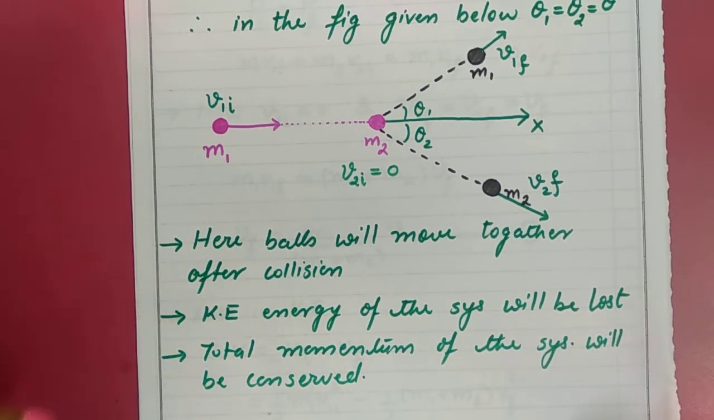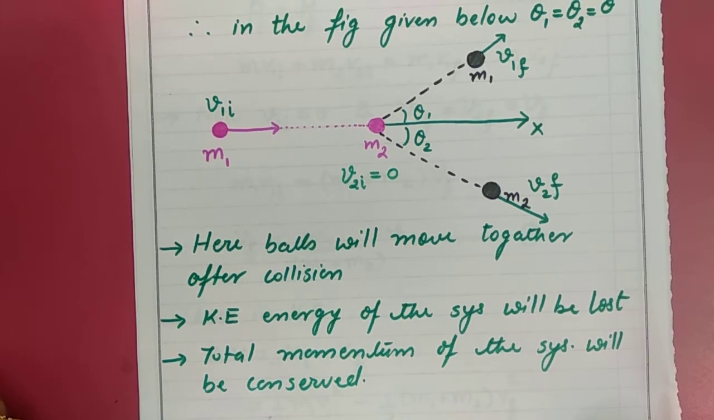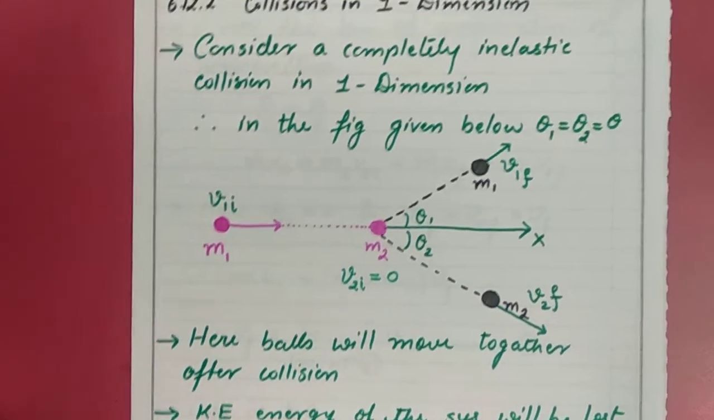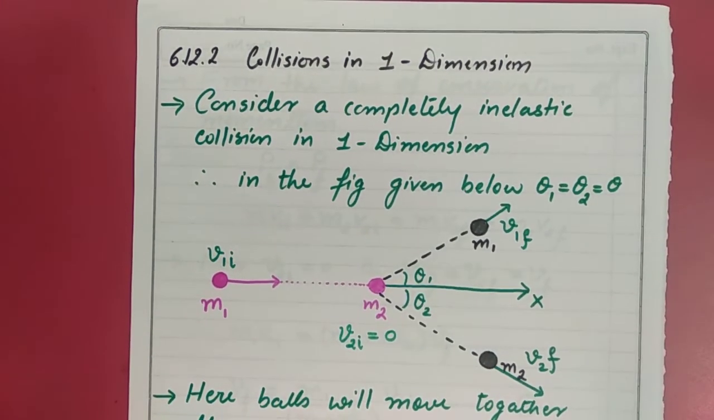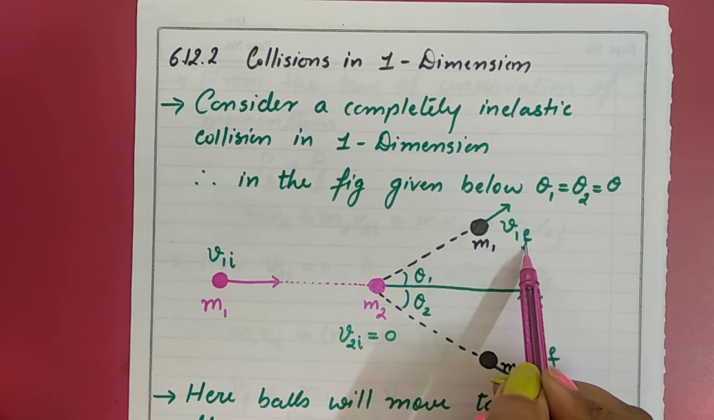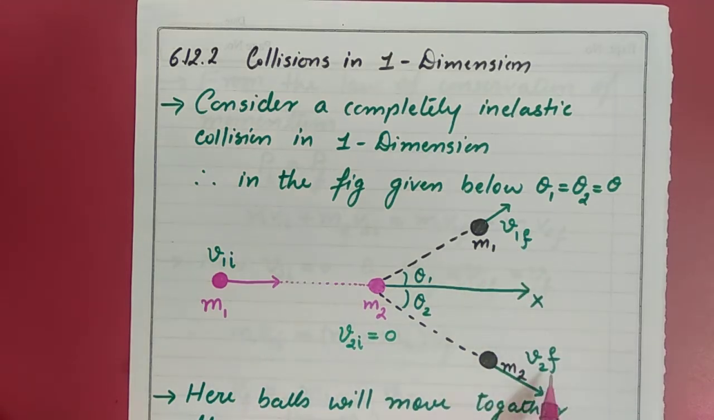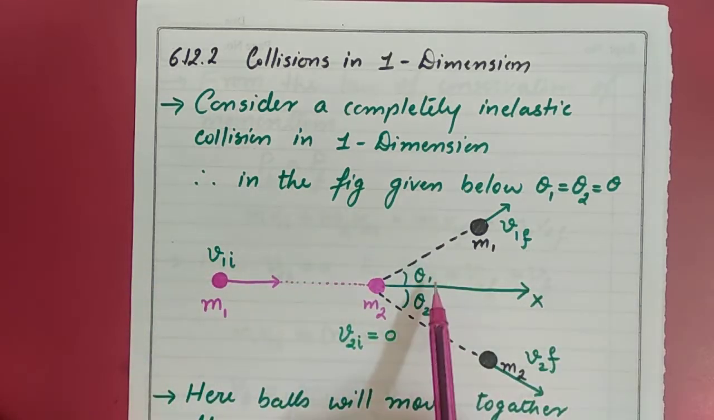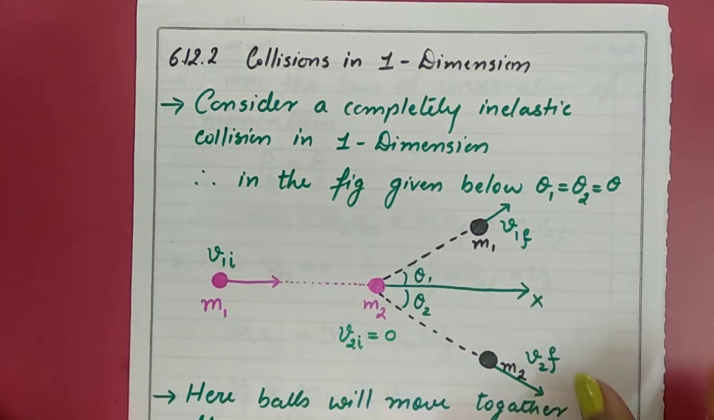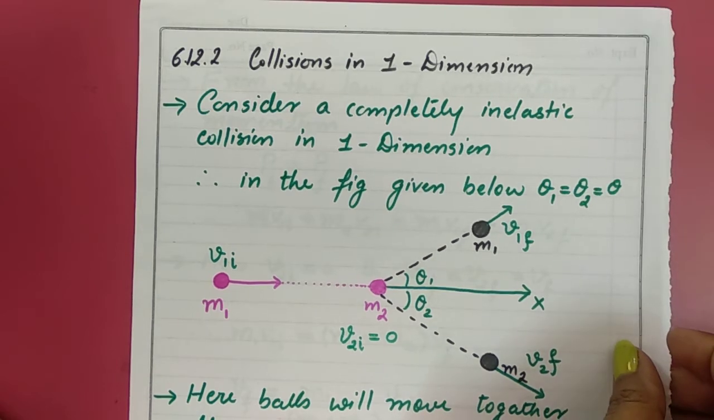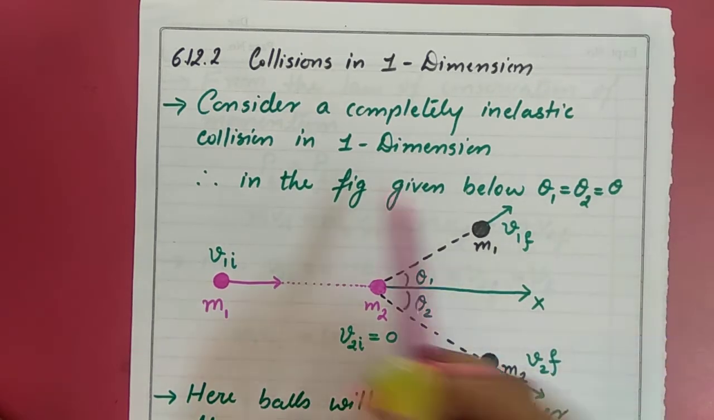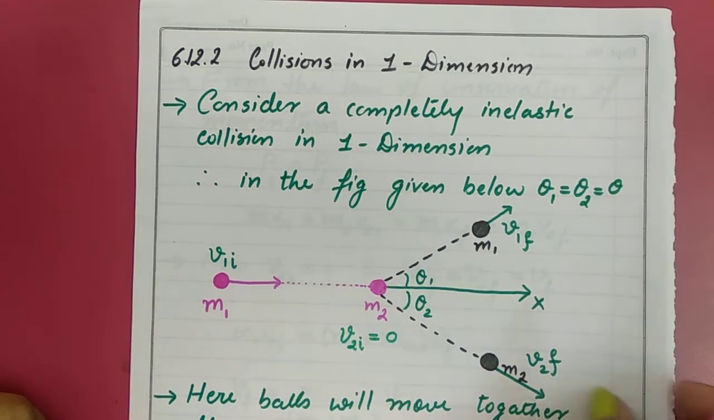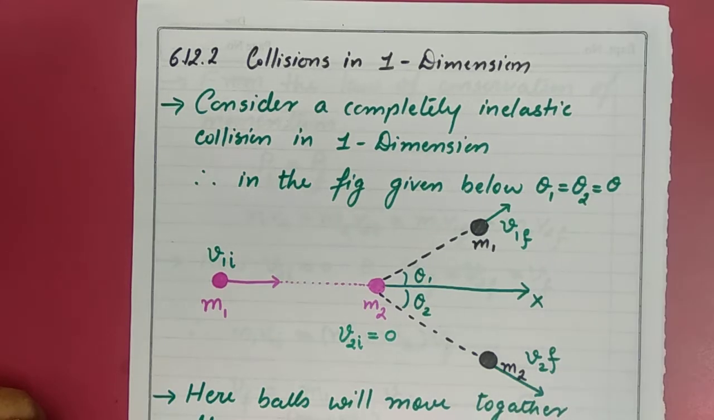Now for calculating the change in kinetic energy, we need to calculate the final velocity of the ball. This is the final velocity of ball 1 and this will be the final velocity of ball 2. Of course, the direction will be this, as we have considered theta 1 and theta 2 to be 0. Why have we considered it like this? Because this is a completely inelastic collision where both the balls move together.